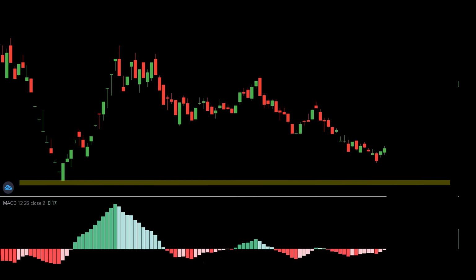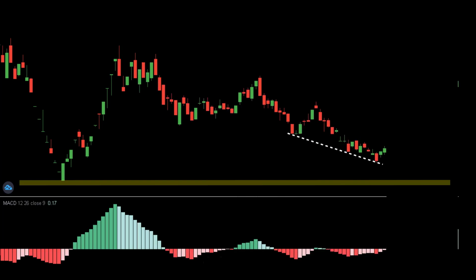Here's another example. This time for a long setup. We're looking at the weekly chart. Price reversed upward from here, so we mark this level as a support zone. When price returns to this zone, we expect it to find support and bounce back up. Now, we switch to the daily chart and look for a bullish divergence.